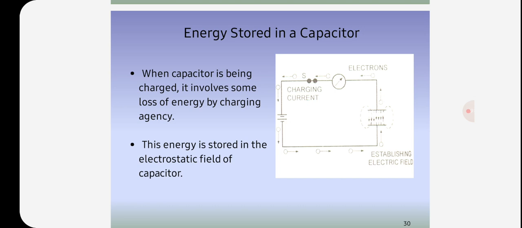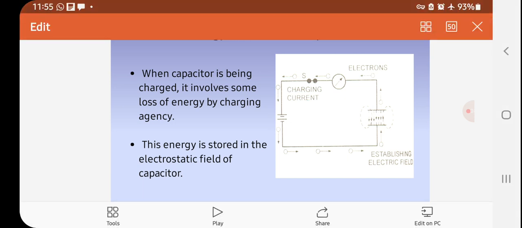In this we can observe one switch, one galvanometer and one capacitor, and also a connected battery. When a capacitor is being charged, some work is done, and this work done is stored by the capacitor as the energy of the charged capacitor.